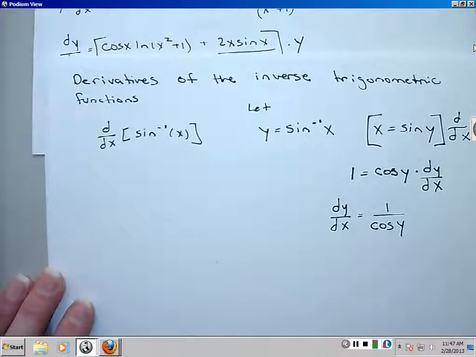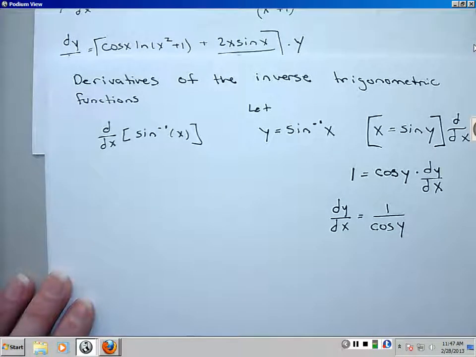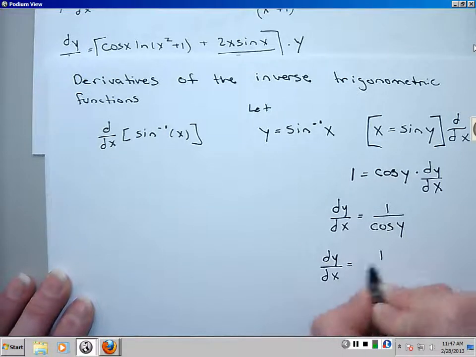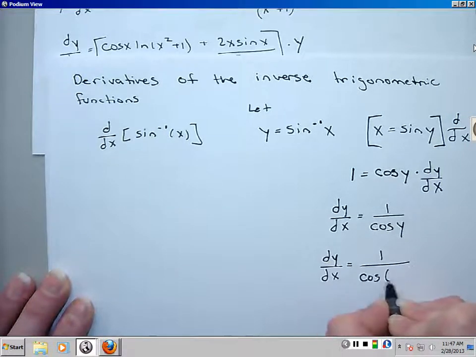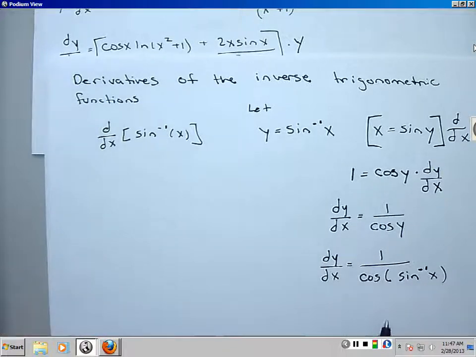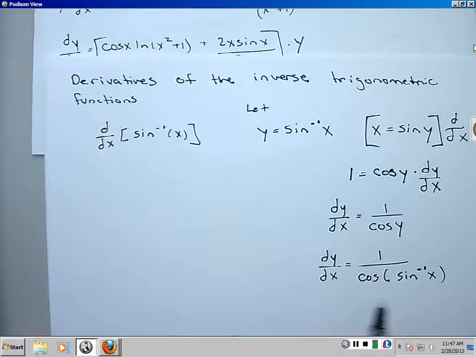But what is y? Sine inverse of x. So the derivative of y with respect to x is 1 over cosine of sine inverse of x, right? Which is exactly what our formula says. Our formula says 1 over the derivative of the original function evaluated at the inverse function. You can always show that by going through the motions.